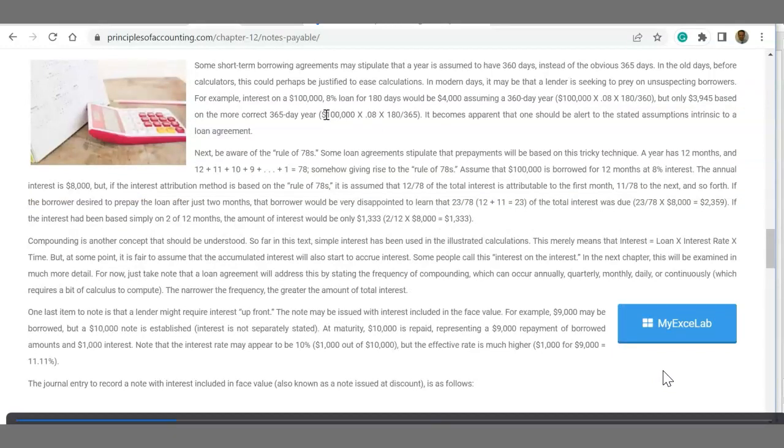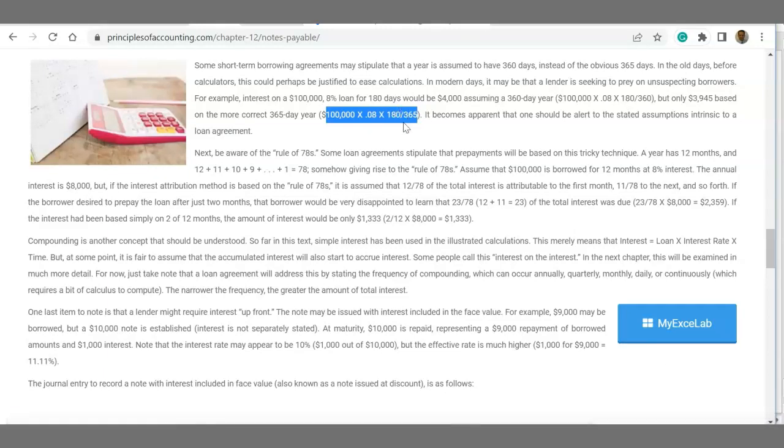Here is another way to calculate the interest, if the interest is based on days instead of months. You can say principal times annual interest rate, let's say 8%, times 180 days out of 365 days. In some cases, you might see 360, which is the same thing. 360 is a rounder number, and it's easy for accountants to calculate that way. So either dividing by 360 or 365 is fine.